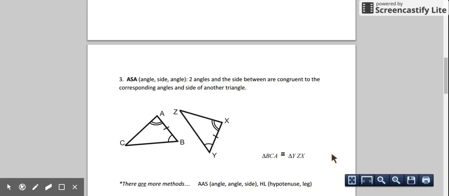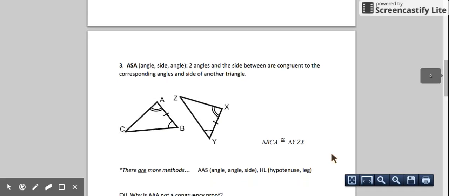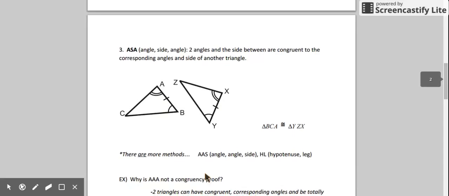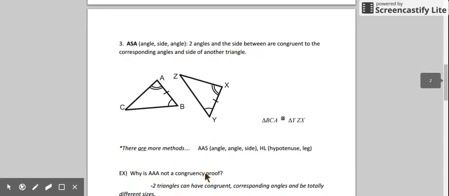There are more methods. There's an angle, angle, side method. There's a hypotenuse leg method, which is specifically used for right triangles because it involves a hypotenuse. And then there's a couple of methods that you may think are possible but are not. So side, side, angle is actually not a congruent method. And angle, angle, angle is also not a congruent method. Those are similarity proofs, not congruency proofs.